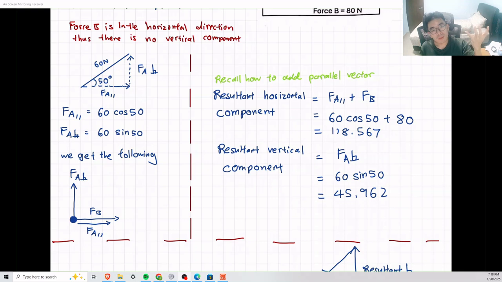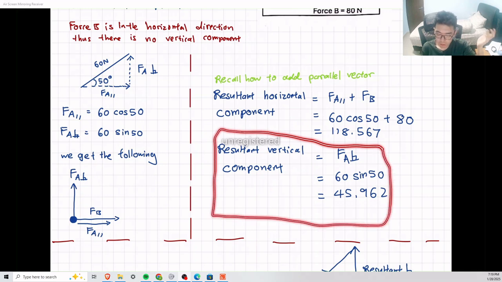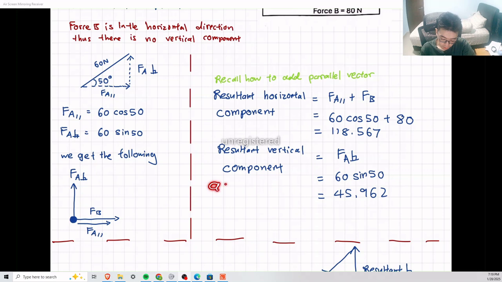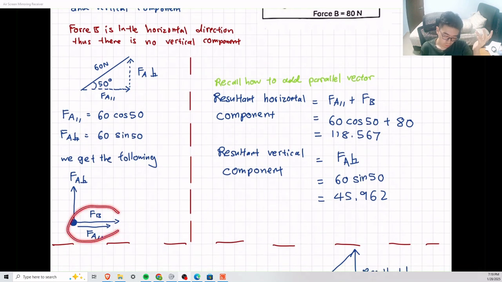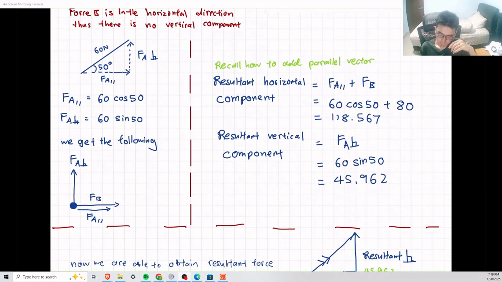Okay, and why do I want to do vector resolution? It's because for parallel vector addition, everything is very simple, I just add them up or I just subtract them, I don't need to think about the angle because they are parallel. I have a vertical component. There is only one vertical component, so the resultant vertical component acting on the object will be 60 sine 50, because there's only one force. Horizontal component, I have two, that's why I add them up, they are in the same direction, towards the right. So I will get 118.567.